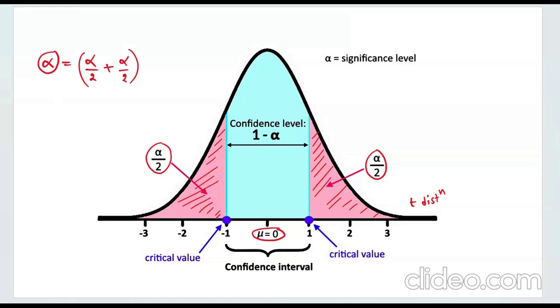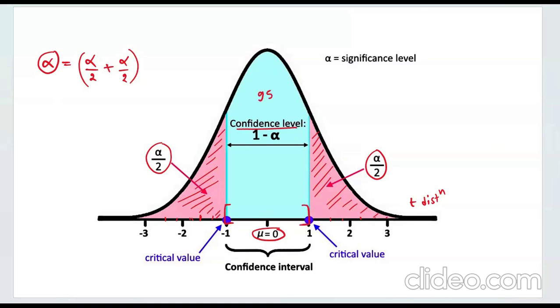So suppose your calculated test statistic value falls anywhere in this critical region, in the rejection region, on either side, you will reject the null hypothesis, right? You are in the rejection region. These are called the rejection regions, and this region in the middle is the confidence level or the confidence interval.